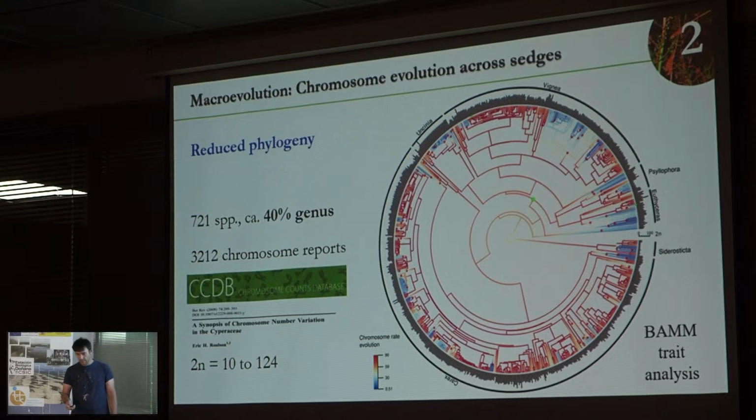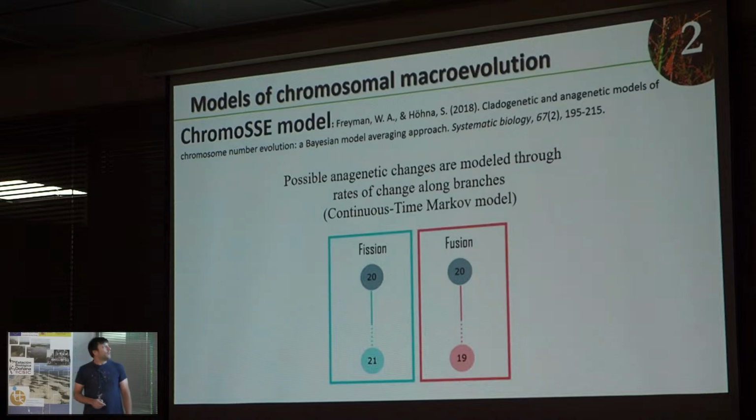So in order to properly model chromosome evolution in the phylogeny and also to be able to link this with diversification rates, we use this chromosome model that is kind of new from 2018. In this model, we have a set of parameters to model chromosome evolution in the branches. In this case, we have fission and fusion. So we can go from 20 chromosomes to 21, or in this case, fusion from 20 to 19 chromosomes.